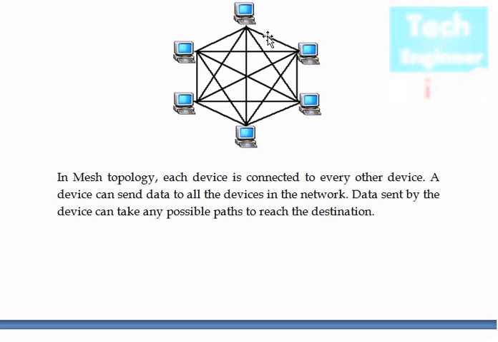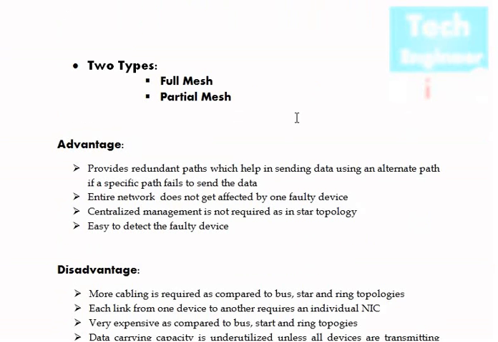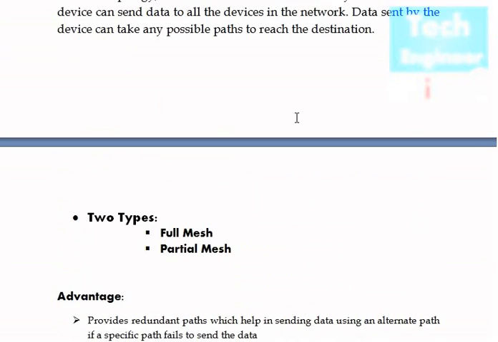Each computer has almost four places to send data. So you can see this. For example, if you take this computer, it can send data from here, from here, from here, from here. Means there are almost four places from where you can send the packet. The types of mesh are full mesh and partial mesh.